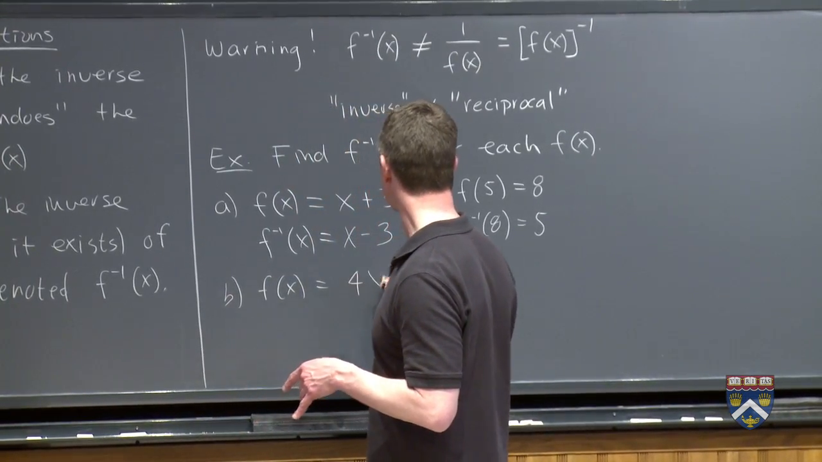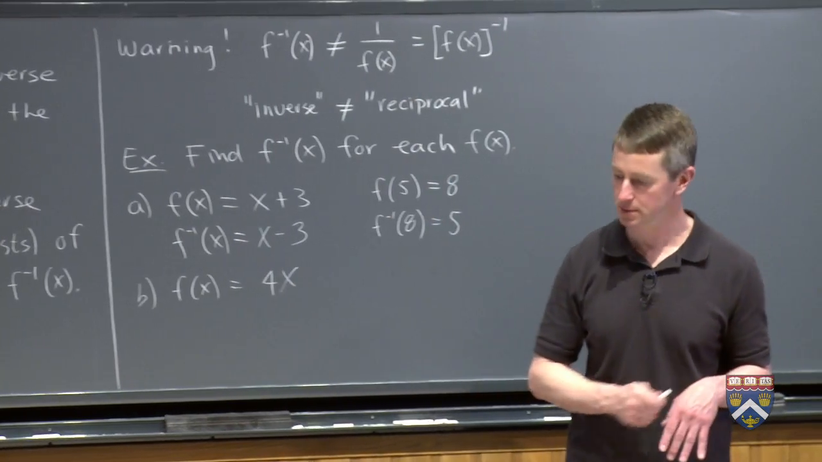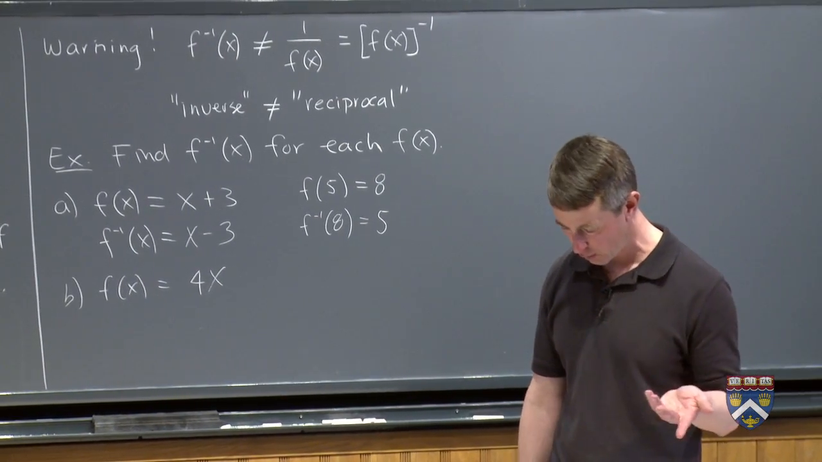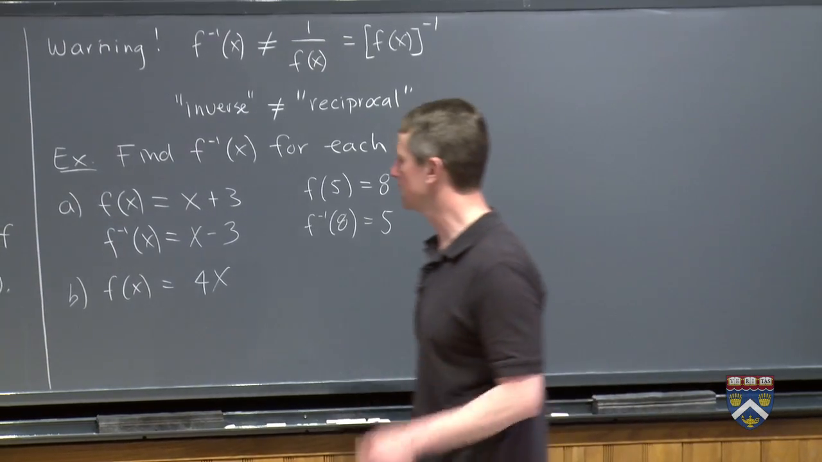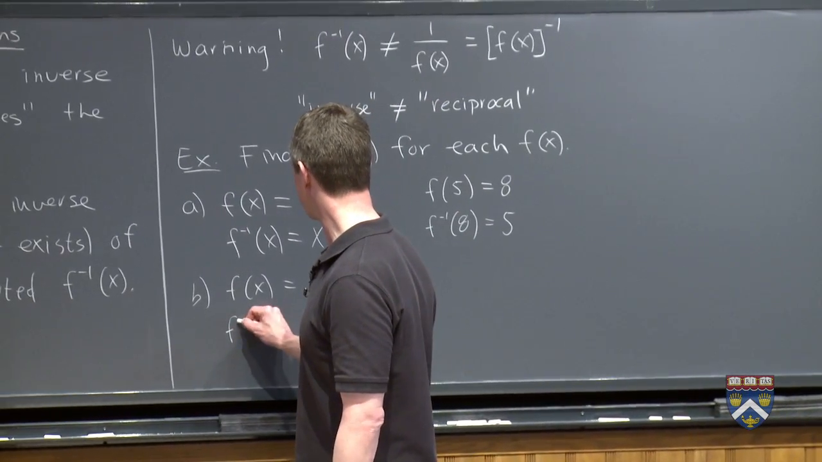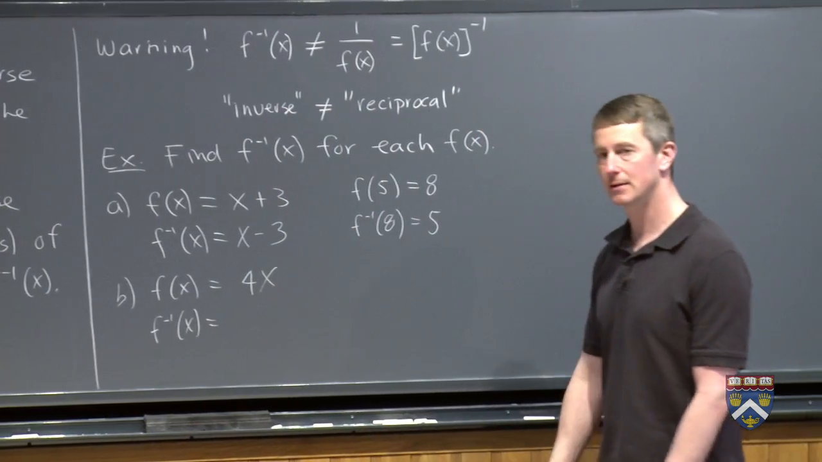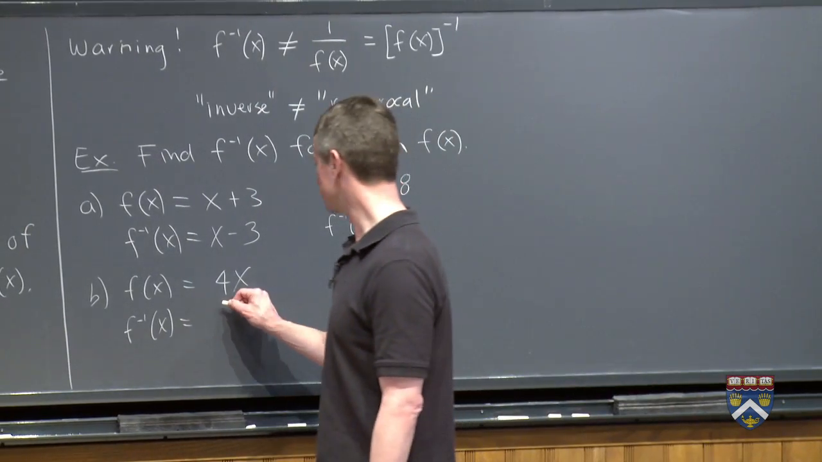How about f of x is 4x? So this function's job is to multiply by 4 whatever you feed it. So what should the inverse function be? That should be dividing by 4. So x over 4.